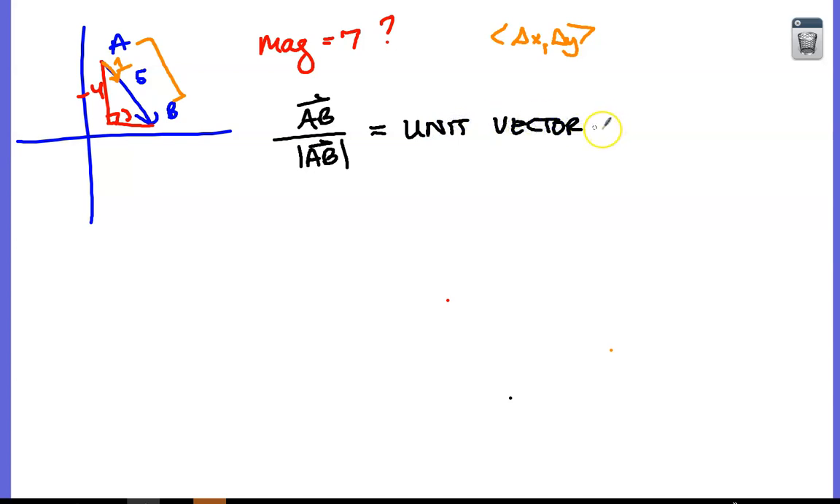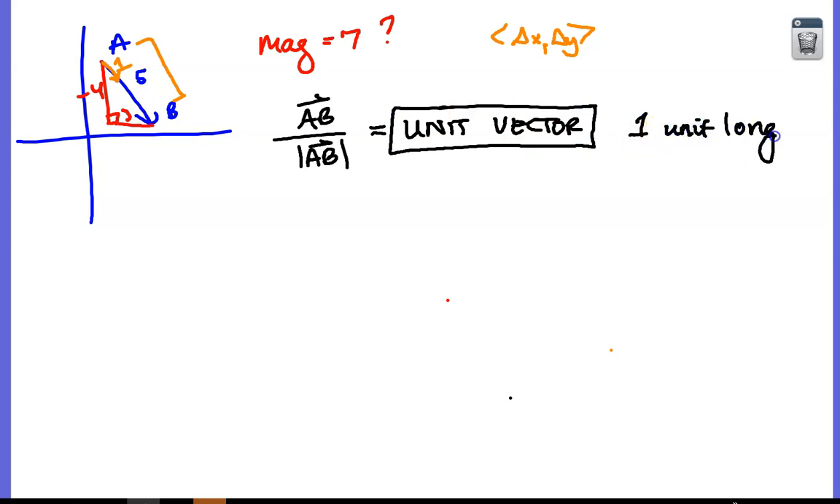Why do you think it's called a unit vector? Yeah, it's just 1 unit long. What's nice about scaling it down to 1 is you can then make it as long as you want using scalar multiplication. Okay, so let's see what this would look like. Again, AB, I believe, was 3, negative 4.